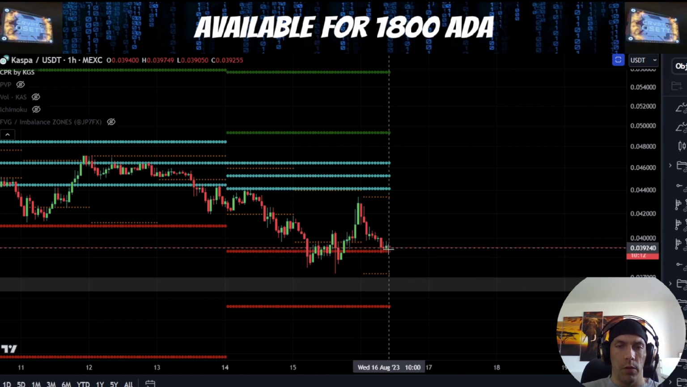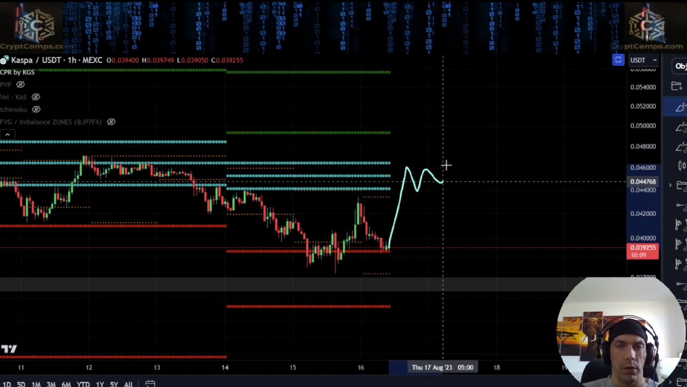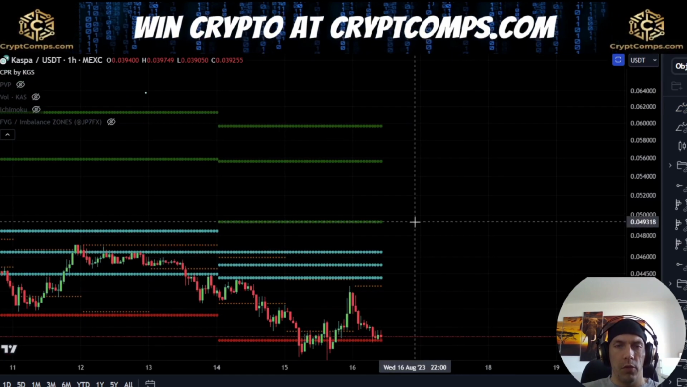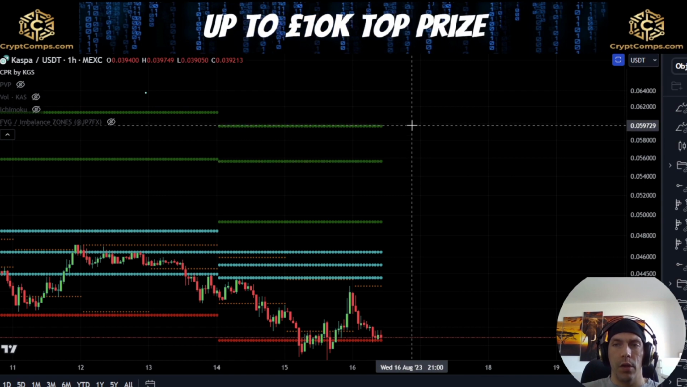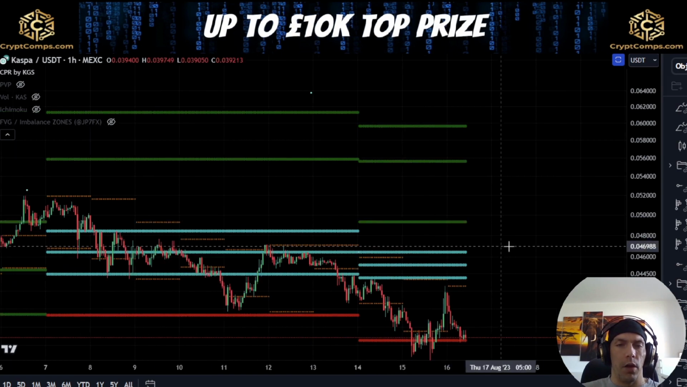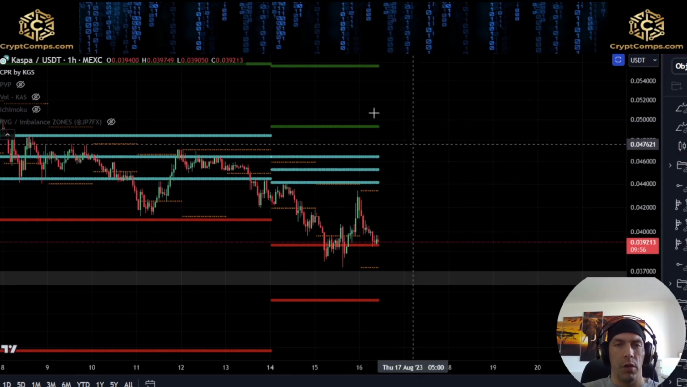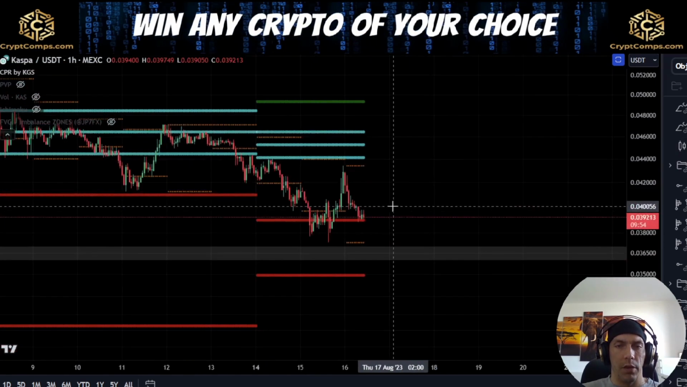If, however, we continue to push up through this level and start to find support, then this week we have potential to come and test these targets of this 49318. We have this 55576 and this level here of this 59729 as possible upside targets for this week. So we're going to be keeping an eye on these if we do see price looking to push up there.